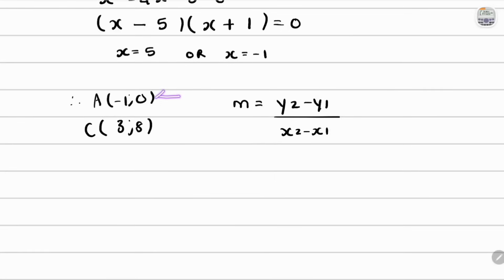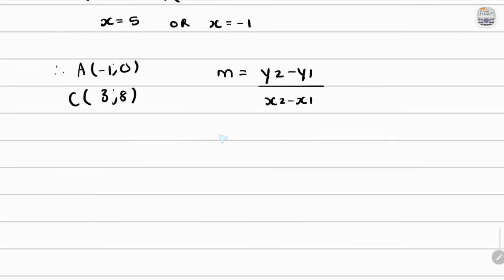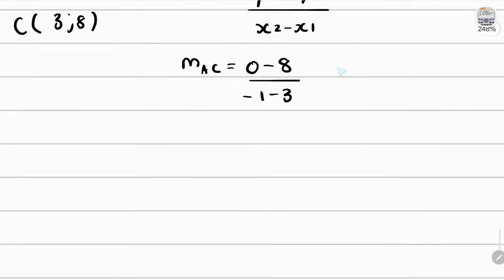If you're going to say top minus bottom, you need to do the same thing with the x values as well. So the gradient of AC is 0 minus 8, top minus bottom, over -1 minus 3. We know that 0 minus 8 is -8, and that gives you -4. So -8 over -4 is +2. So that is our gradient.